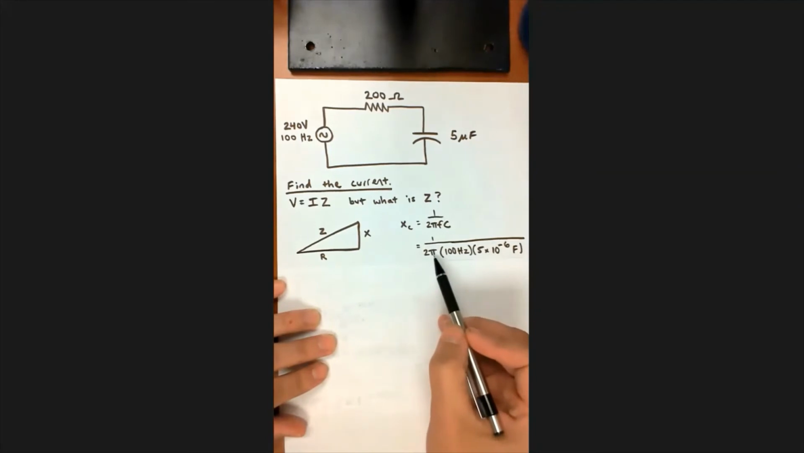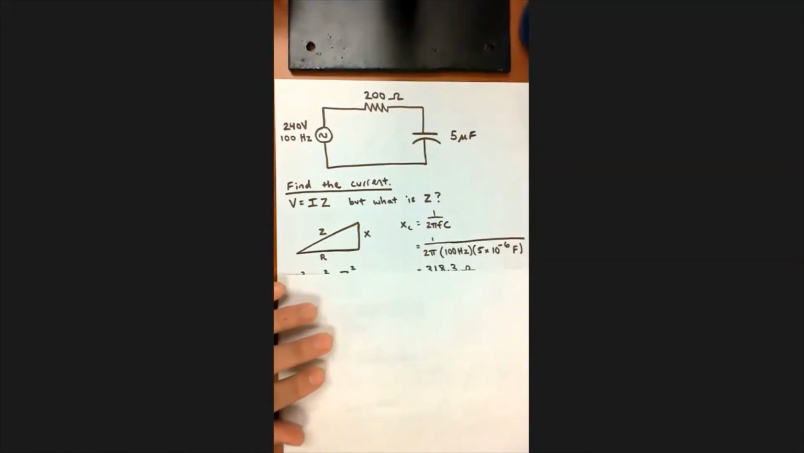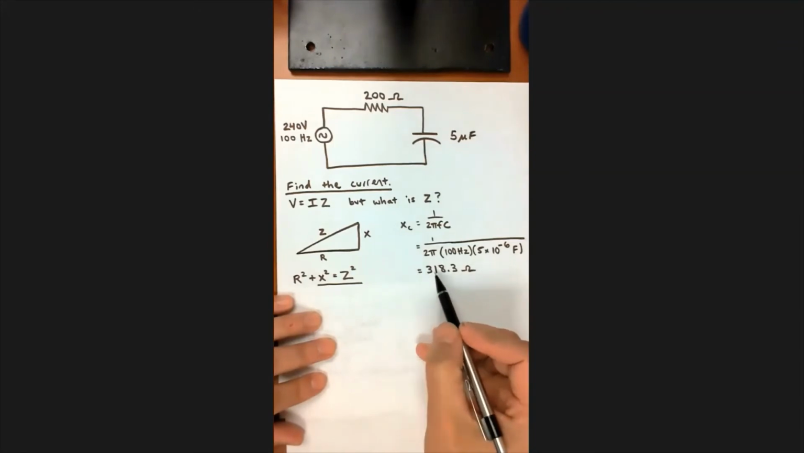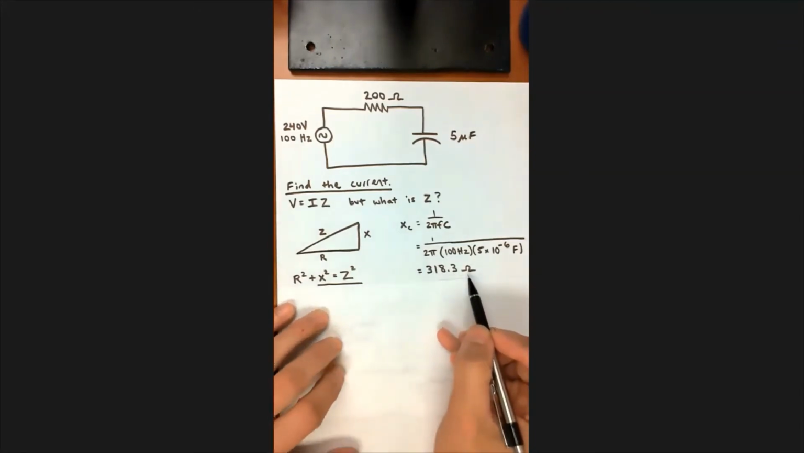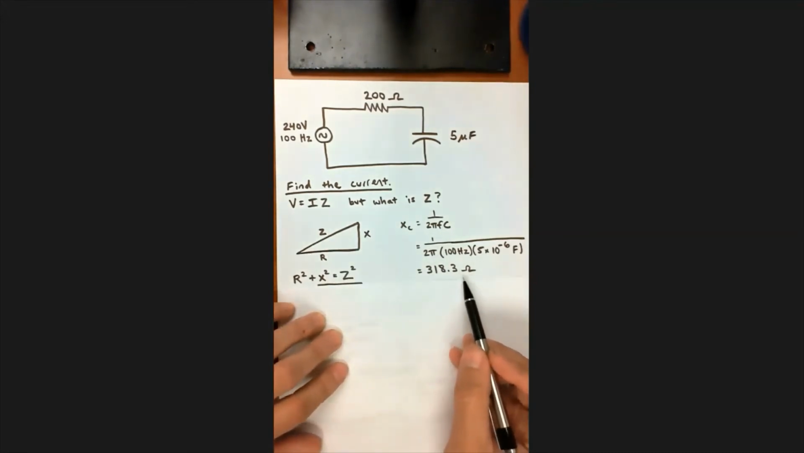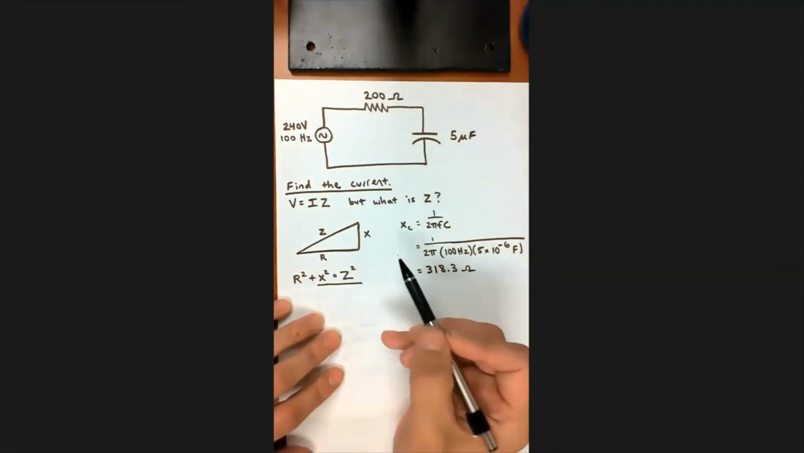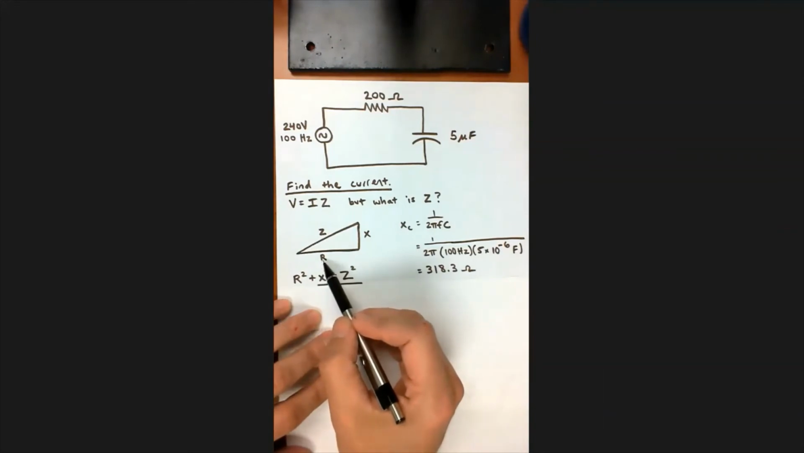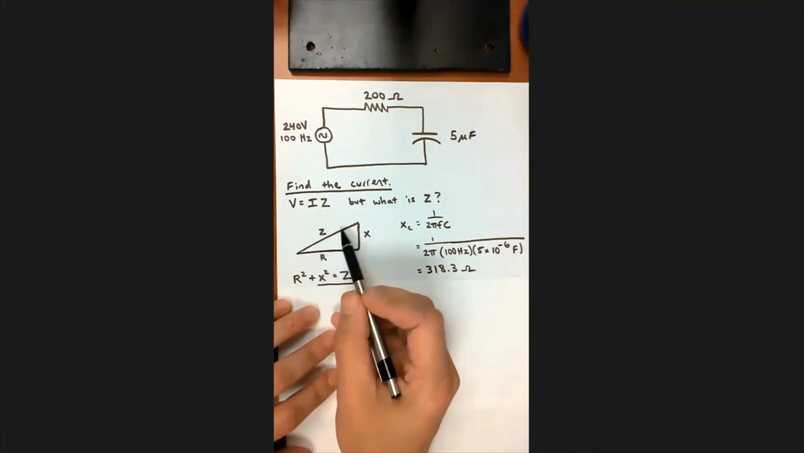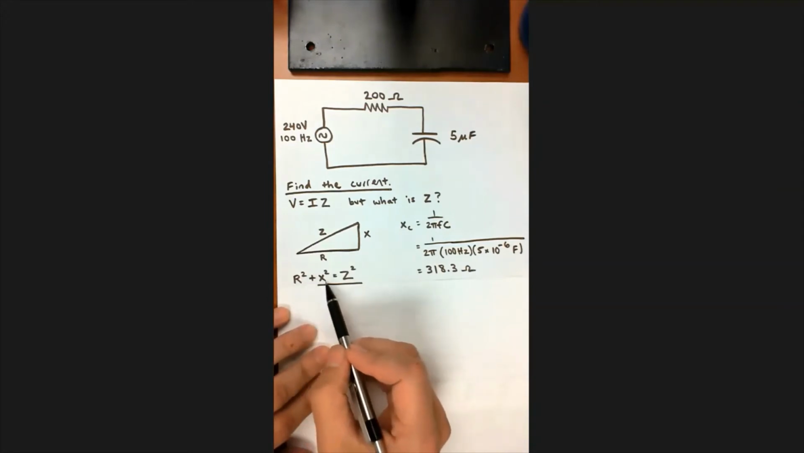So we have 1 over 2 pi times 100 hertz times 5 times 10 to the minus 6 farads. Put that into your calculator, and you should get X sub C, capacitive reactance, equals 318.3 ohms. Remember, the units for resistance, reactance, and impedance are all ohms, unfortunately. So now we have X, our capacitive reactance, and we have R. We can use the Pythagorean theorem, a squared plus b squared equals c squared, to find the impedance, which is the hypotenuse here. So this is our A, this is our B, this is our C.